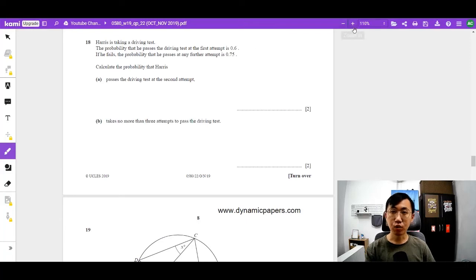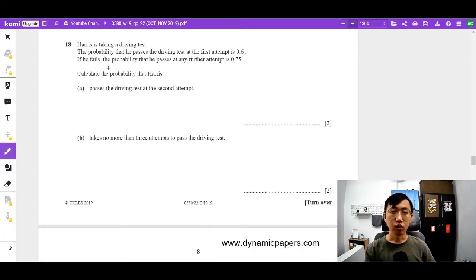This is probability. Let's zoom in a little bit. Okay, so Harris is taking a driving test. The probability that he passes the driving test at the first attempt is 0.6. If he fails, the probability that he passes at any further attempt is 0.75. Calculate the probability that Harris passes the driving test at the second attempt.